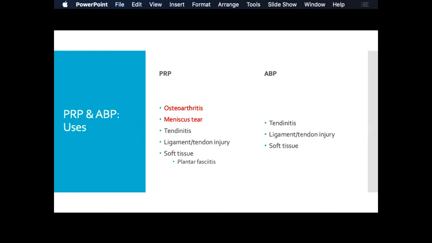So PRP is good for osteoarthritis and meniscus tear, as well as tendonitis, ligament and tendon injury, and soft tissue injury like plantar fasciitis. So you notice, like Leslie pointed out, that osteoarthritis and meniscus tear are absent from autologous blood patch. You can use that for more soft tissue type things like tendonitis, ligament and tendon injury, and soft tissue injury. Next slide.